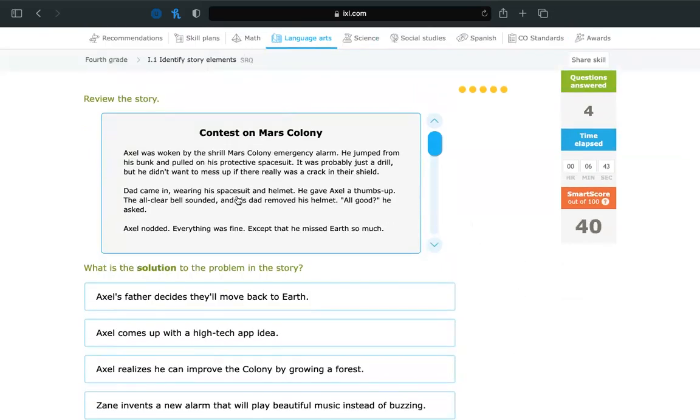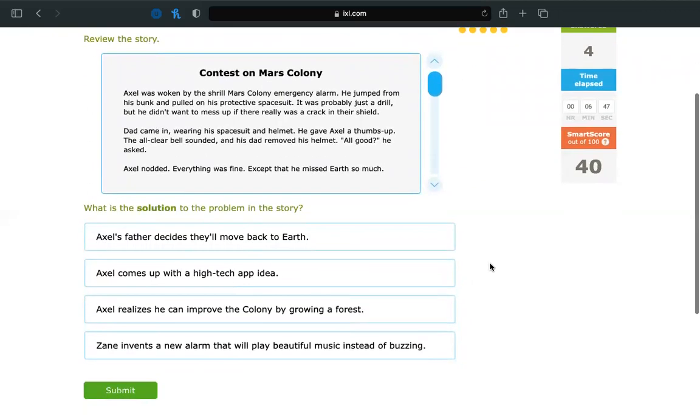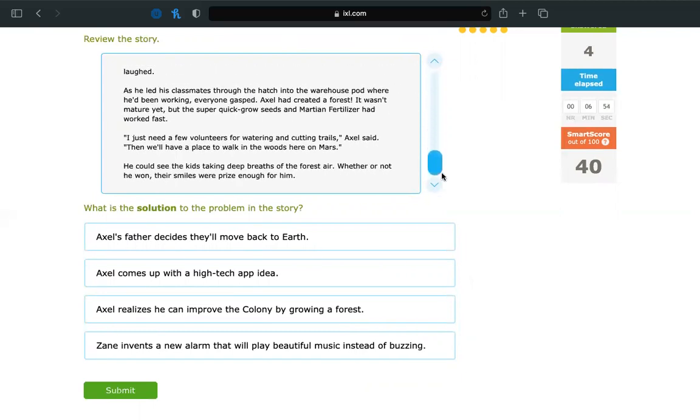Oh, just kidding. One more last one. What is the solution to the problem? So the solution to this problem, if we scroll down, is that he realizes that he can bring a little piece of Earth onto the colony by creating a forest.